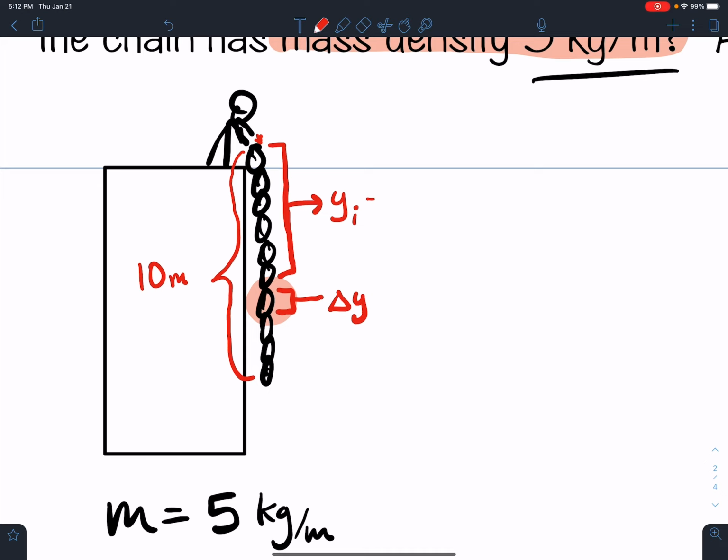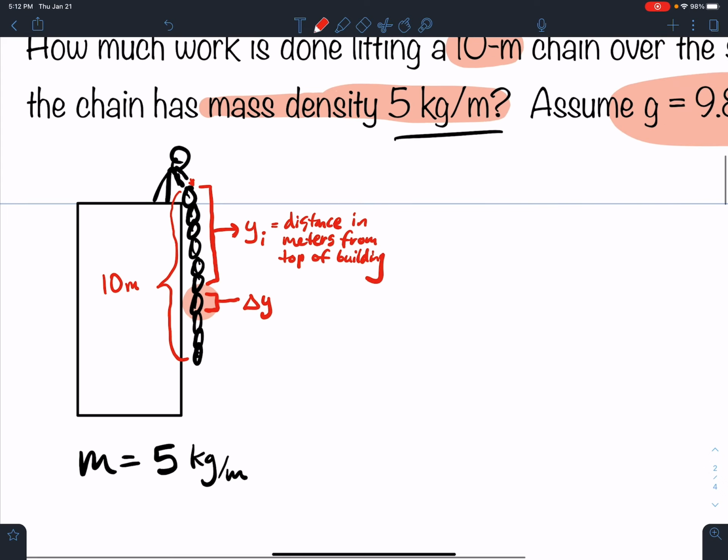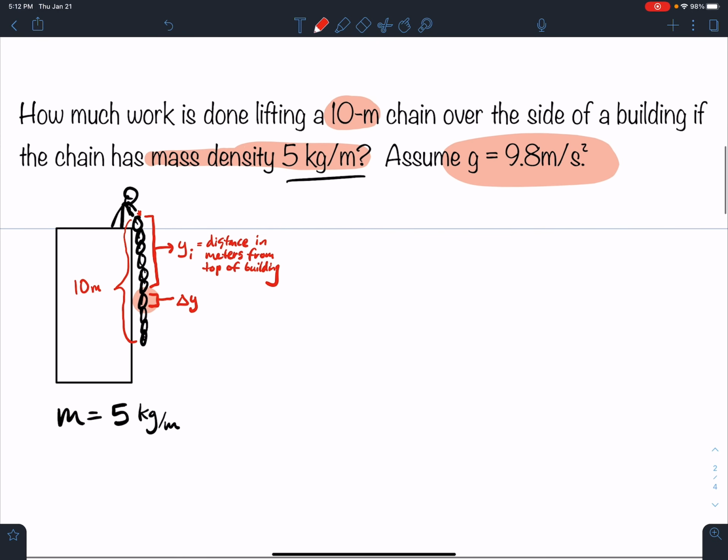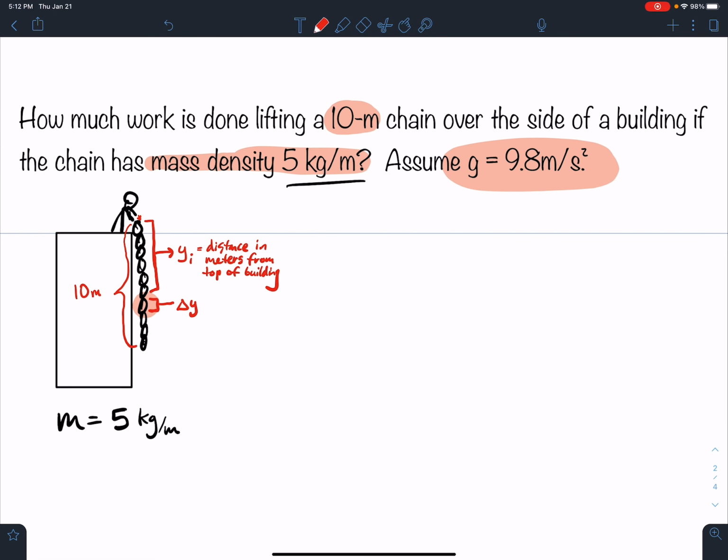So this is the distance in meters from the top of the building. That yi is how far away we are from the top of the building at any given point there.